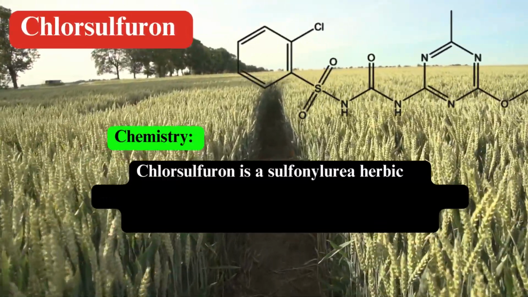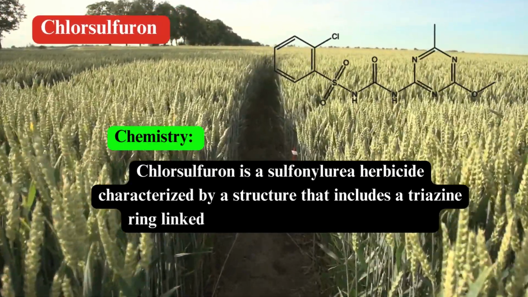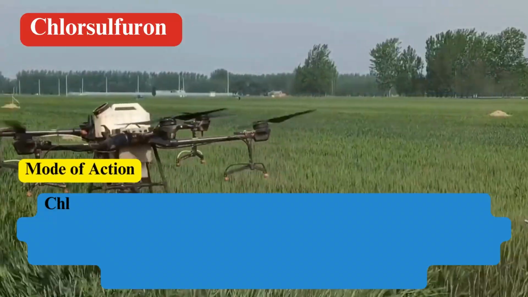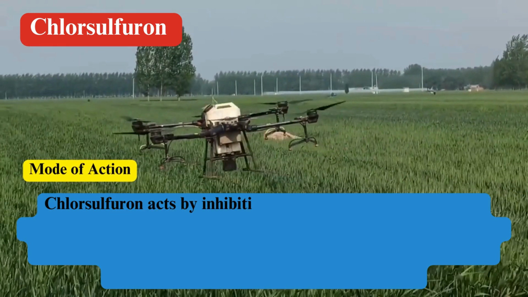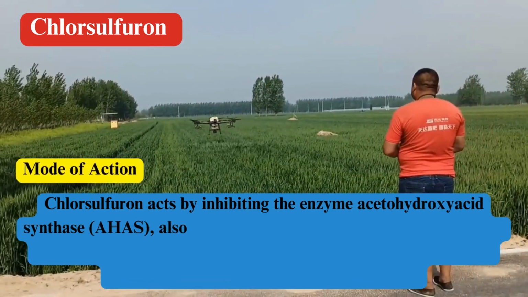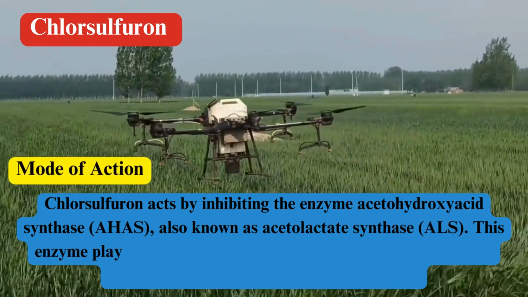Chlorsulfuron is a sulfonylurea herbicide characterized by a structure that includes a triazine ring linked to a benzenesulfonamide group. Mode of action: chlorsulfuron acts by inhibiting the enzyme acetohydroxyacid synthase, AHAS, also known as acetolactate synthase, ALS.